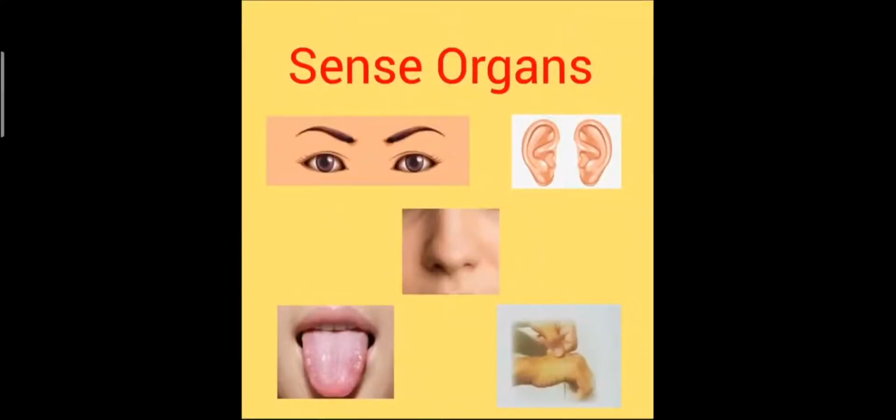Yesterday I taught you about sense organs. We have 5 sense organs: eyes, ears, nose, tongue and skin. Sense organs help us to know about the things around us. Let's revise them once again. Sense organs. We have 5 sense organs: eyes, ears, nose, tongue and skin.